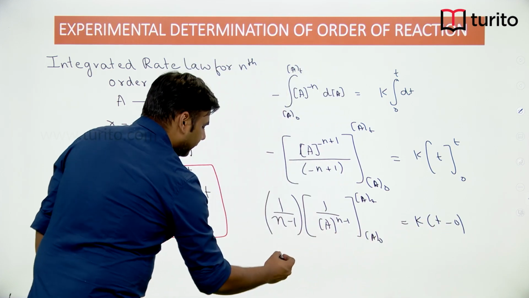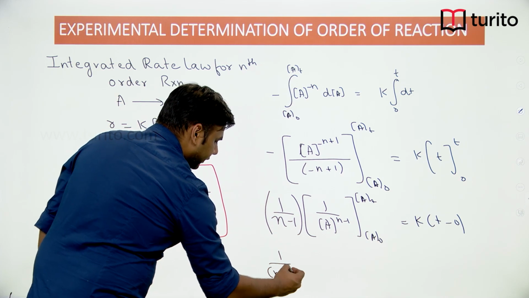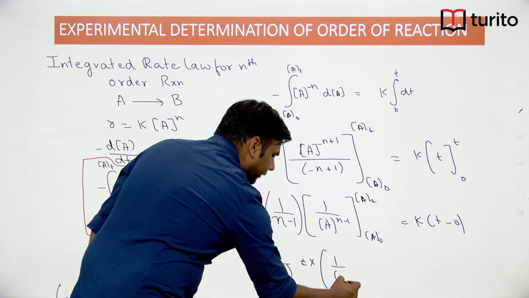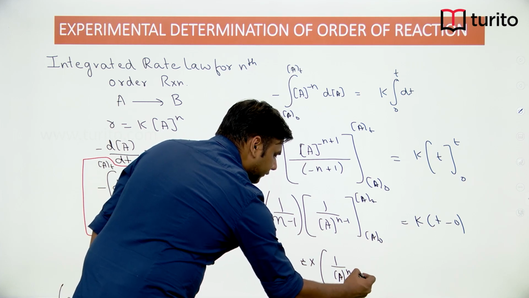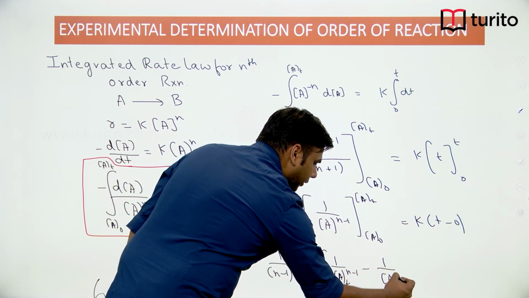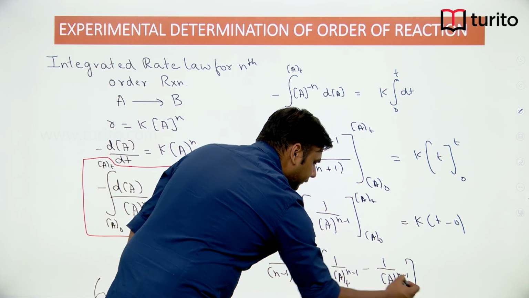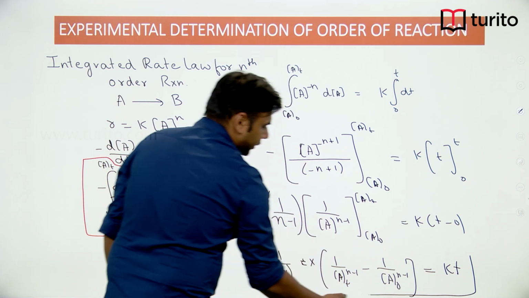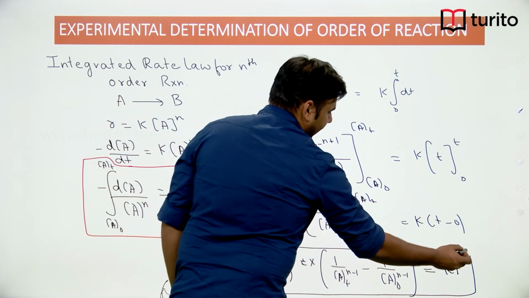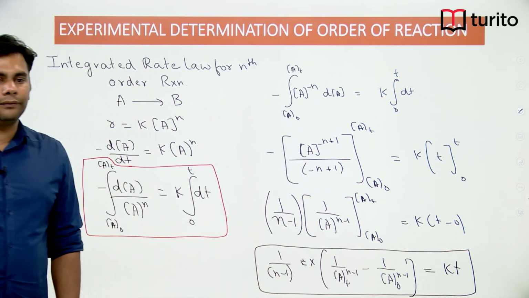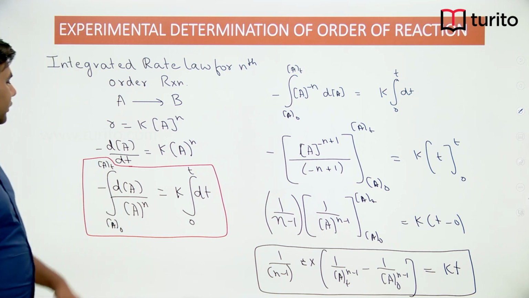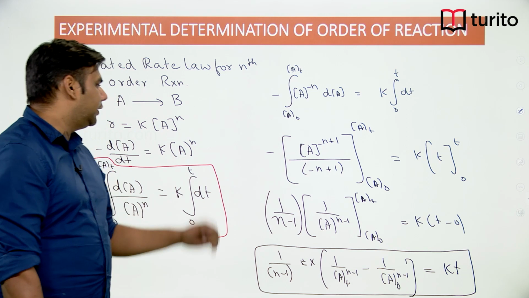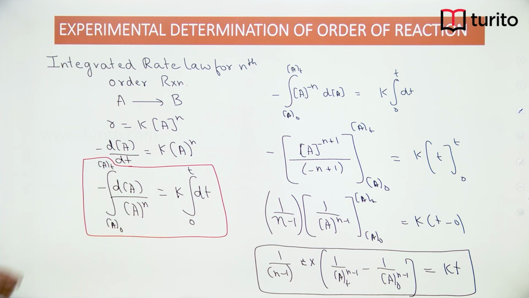If you put the values, we will get 1 by n minus 1 into 1 by At raised to power n minus 1 minus 1 by A naught raised to power n minus 1 equals kt. So this is the equation for the nth order reaction. This is basically the nth order integrated rate equation. Just write it quickly. We will solve some questions on this as well.